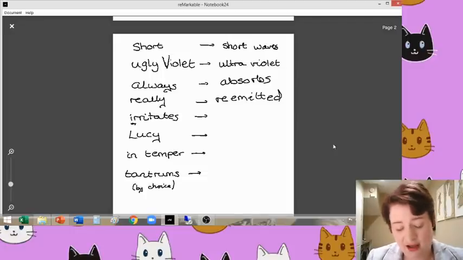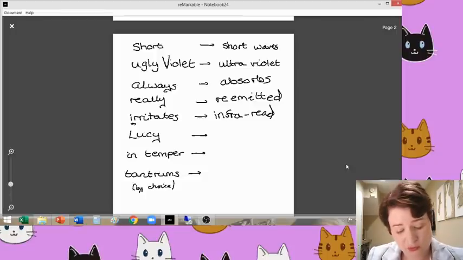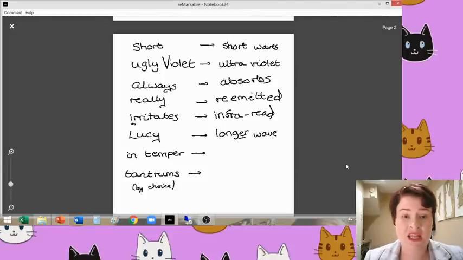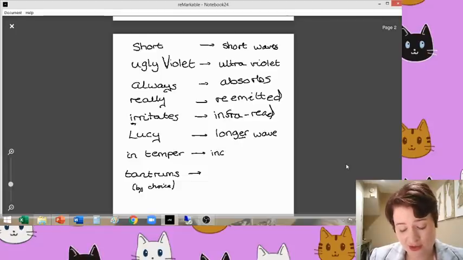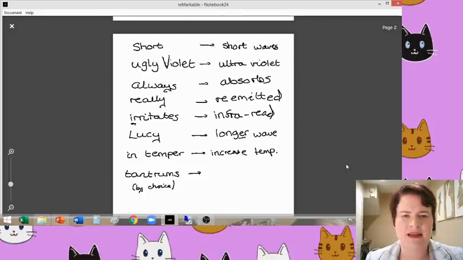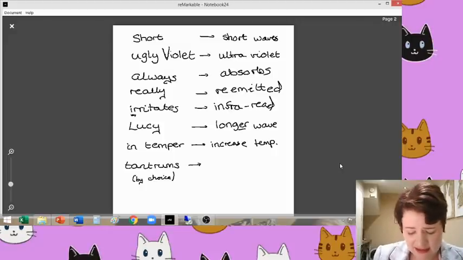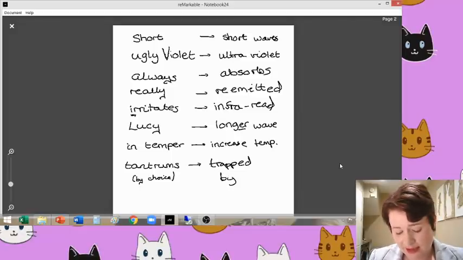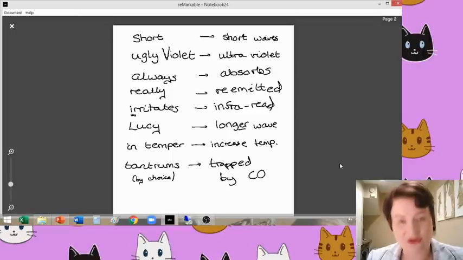Irritates, I'm going to use the I and the R there. That stands for infrared, which is a long wavelength, or certainly longer. In temper stands for increased temperature. In temper, it kind of sounds a bit similar there. And the tantrums by choice is the increased temperature is trapped by CO2. The C is just carbon dioxide, C for carbon dioxide.